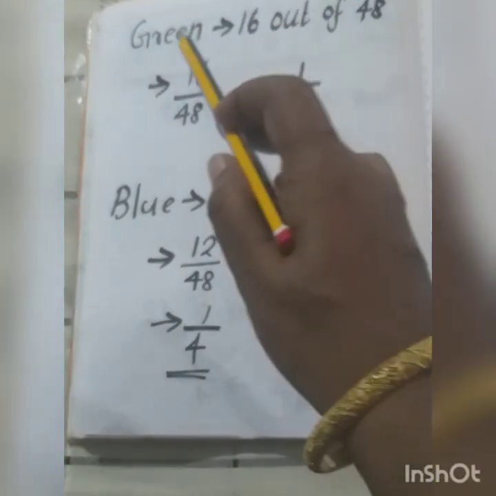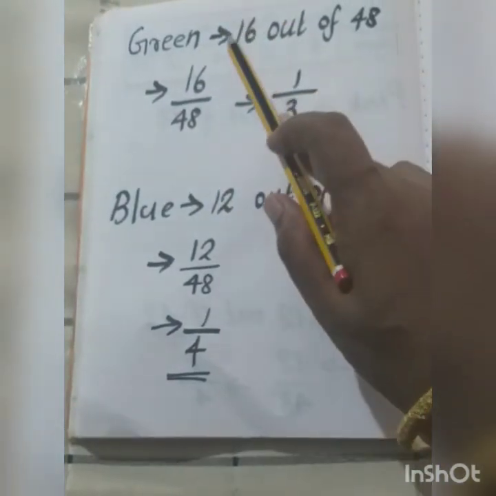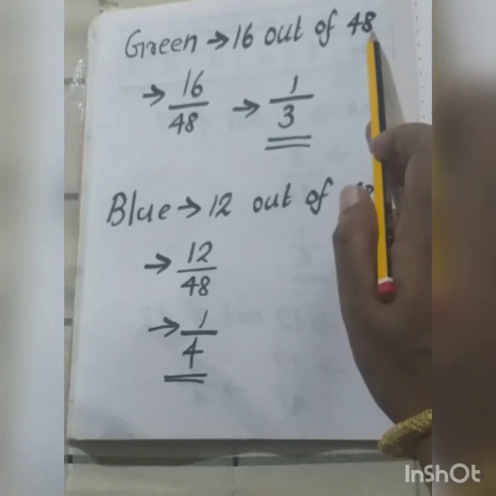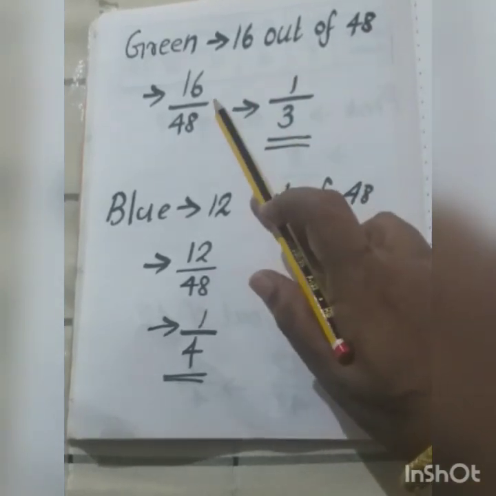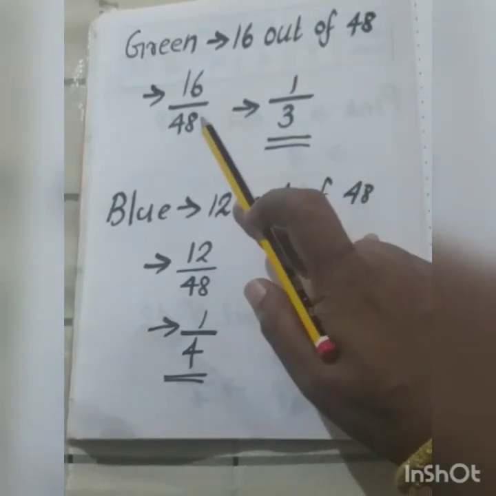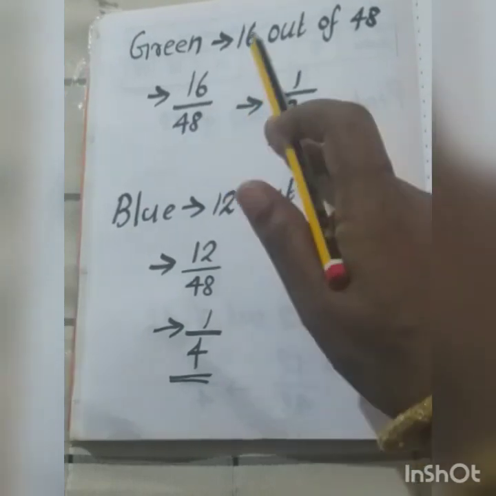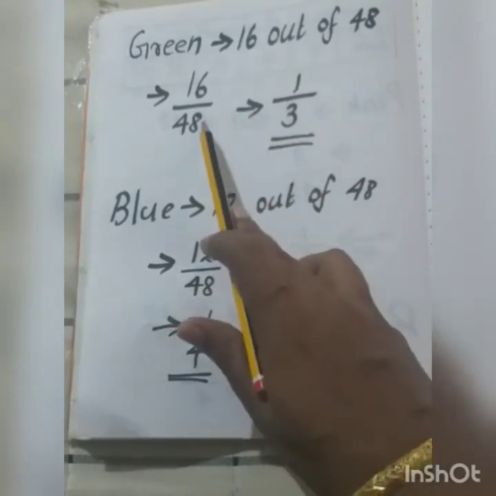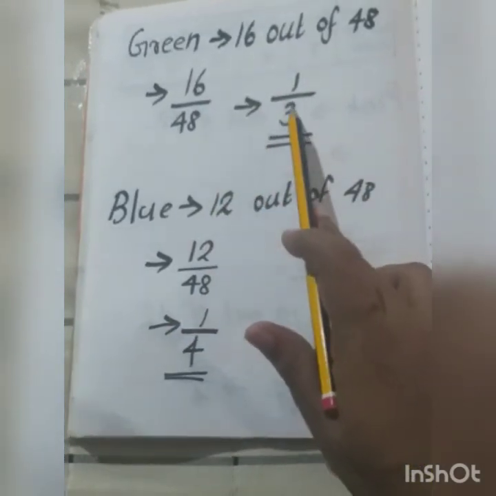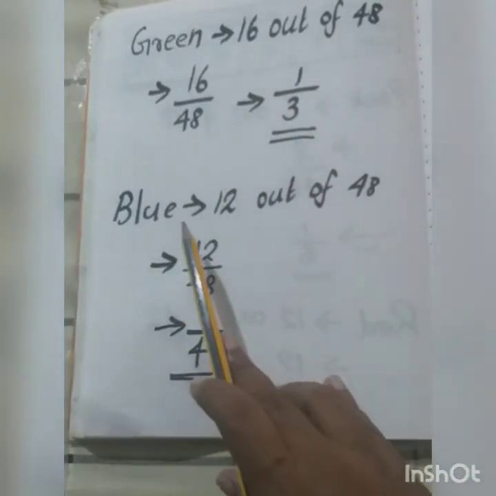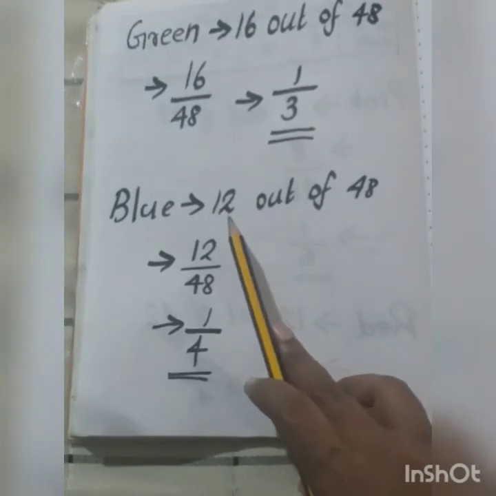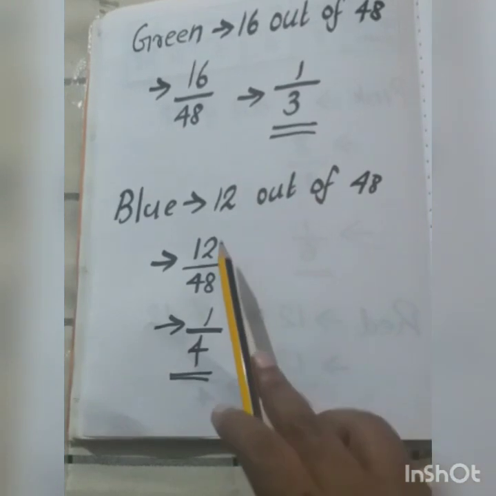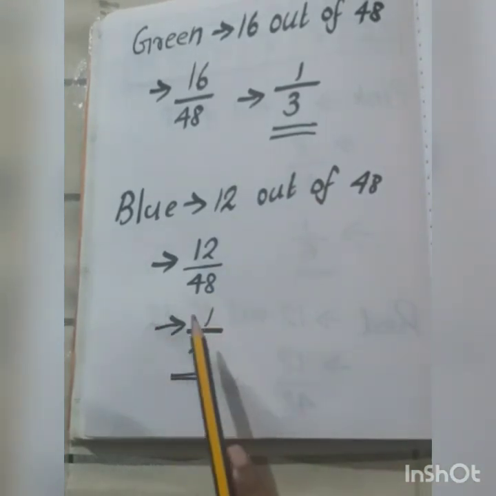Third color, green. How many students? 16 students like green out of 48. That is 16 out of 48, representing 16 by 48. Here 16 is a factor of 48. 16 into 3 you are getting 48. So dividing throughout by 16, 16 divided by 16 you are getting 1. 48 divided by 16 you will get 3. The last color, blue. Again blue is preferred by 12 students. That is 12 out of 48. Again 12 by 48, you will get 1 by 4.